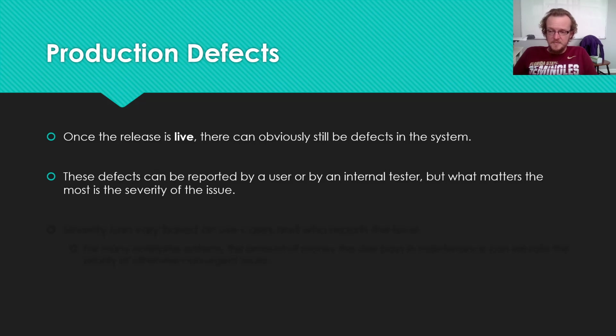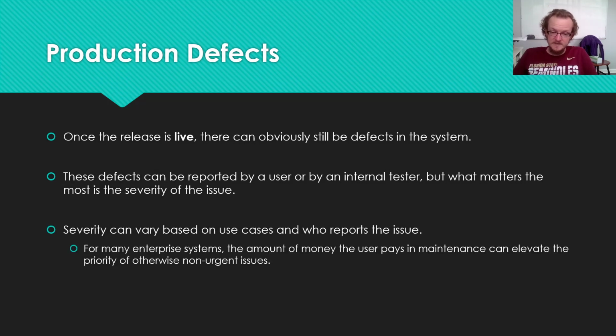So what will happen is these defects will get reported in some cases by an internal tester, and that's okay. That can happen pre-release, but sometimes it'll be reported by a user. And what really matters is how severe that issue is. If the user can't actually perform their job because of the defect, then that's obviously a very bad situation. If the defect is a color that's incorrect on a screen, maybe less urgent. So what really matters the most is how much pressure there is on the software organization to actually fix that defect.